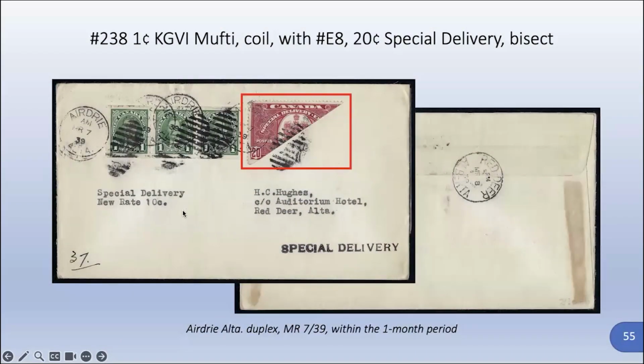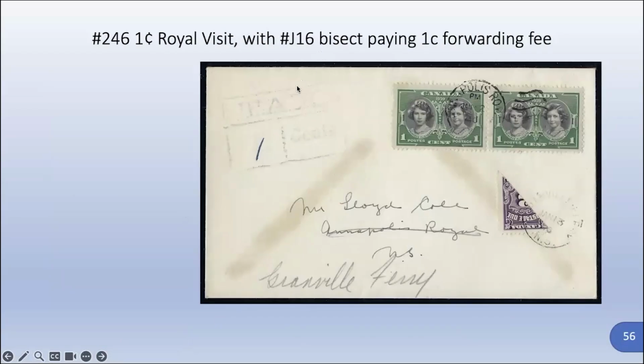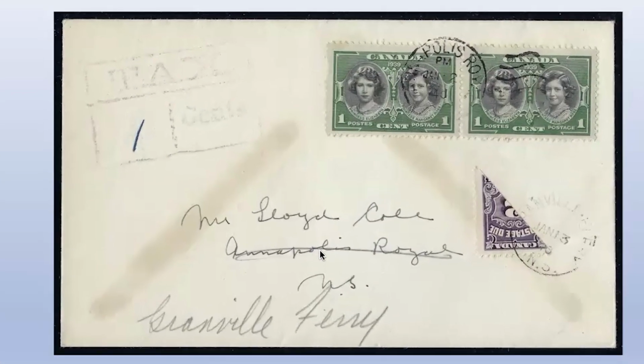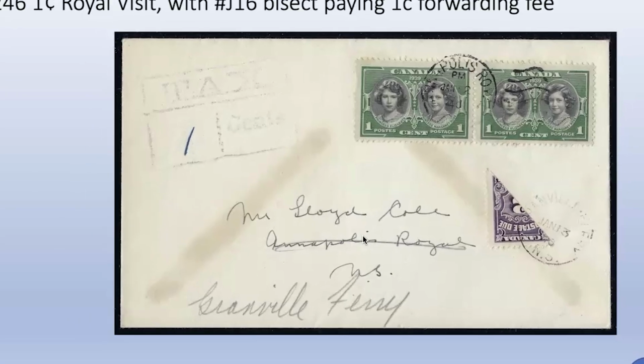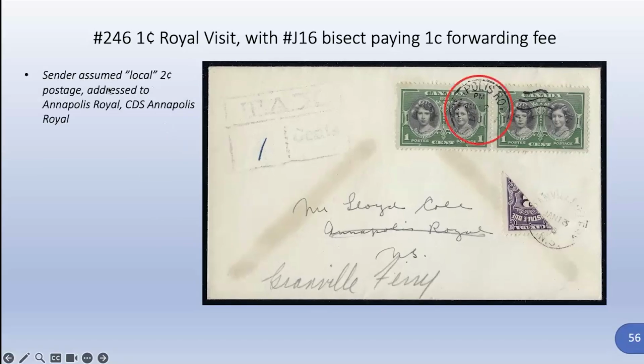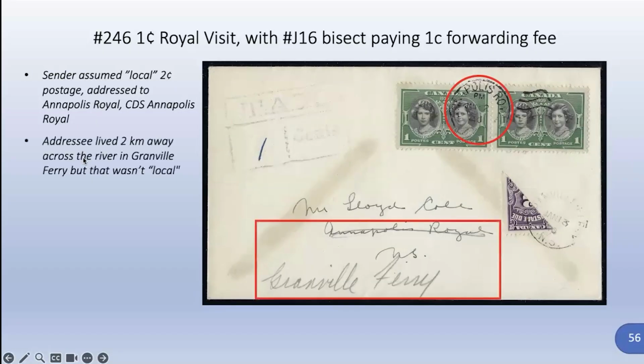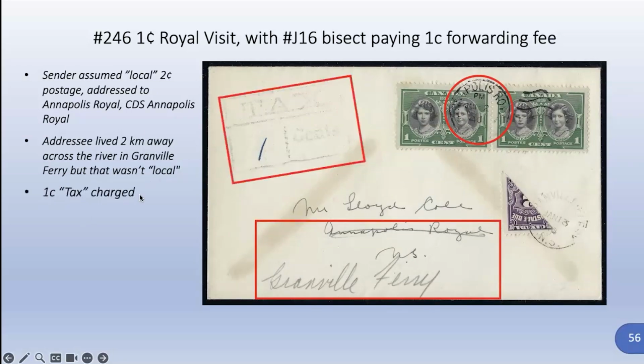Here's the back, Red Deer. This is a royal visit stamp. And in this case, in Halifax, we're looking at Annapolis Royal. It was canceled in Annapolis Royal and addressed to what was expected to be a local delivery. But actually, this person lived across the river, 2 kilometers away. So the sender assumed the local 2 cent rate and addressed it to Annapolis Royal, but the addressee lived across the river in Granville, and that wasn't local, even though it was only 2 kilometers away. So therefore, 1 cent tax was due.